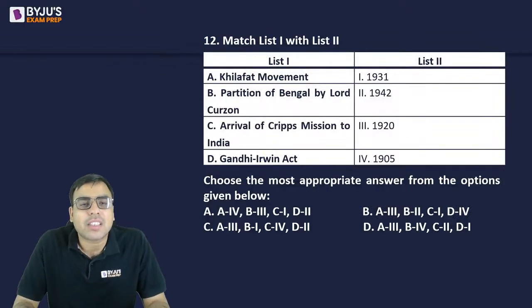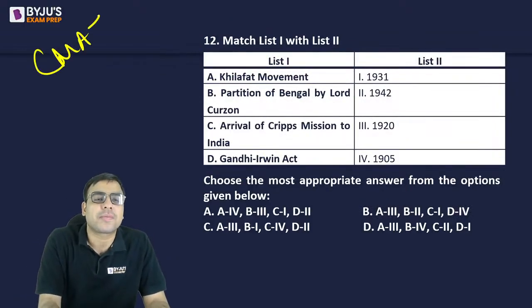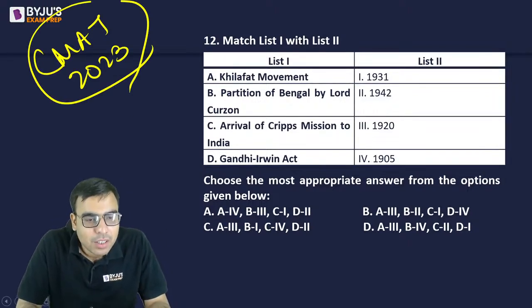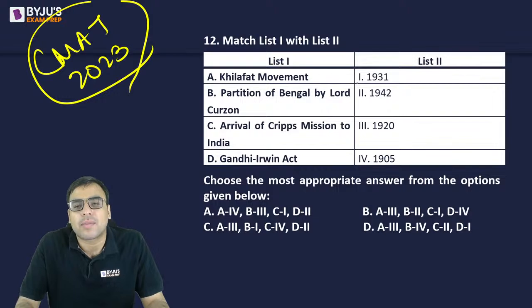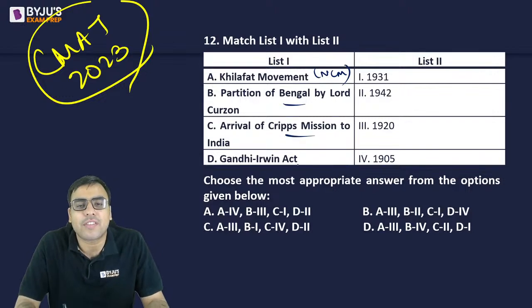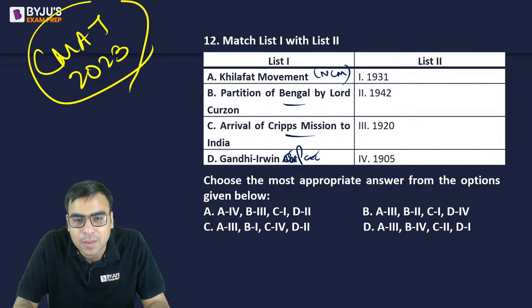Now, let's match the following. This is also a CMAT last year question, and they're asking these types of questions from history. So, the Khilafat movement, in which year? इसी को non-cooperation movement भी कहते हैं. Then partition of Bengal, Lord Curzon, arrival of Cripps mission, Gandhi-Irwin Pact actually. So, कौन सा कब हुआ?